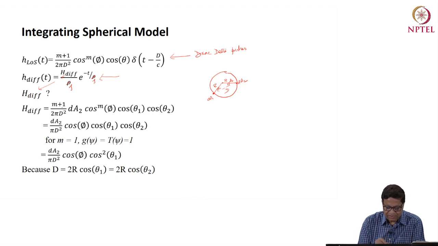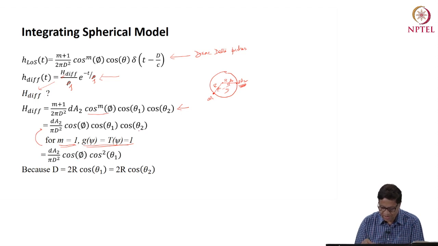So the H diffuse will be (m+1)/(2πd²). Now I want to find out what is the light which is falling onto the dA2. So this is the radiation pattern, and it is governed by cos θ1 and cos θ2. So this is the expression for H diffuse, and suppose I assume m is equal to 1 for simplicity. So this is simplified to dA2/(πd²) cos φ, because m is equal to 1, cos θ1 into cos θ2.